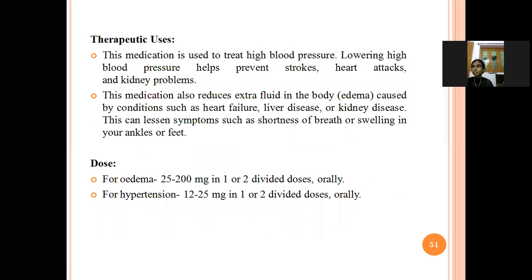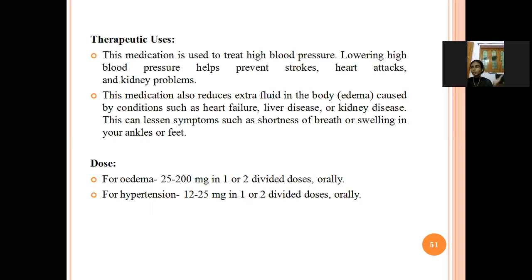Next, uses. It is used to treat high blood pressure, meaning it is used to lower the blood pressure, which prevents stroke, heart attacks, and kidney problems. So if the blood pressure is high, it also affects the various body parts.